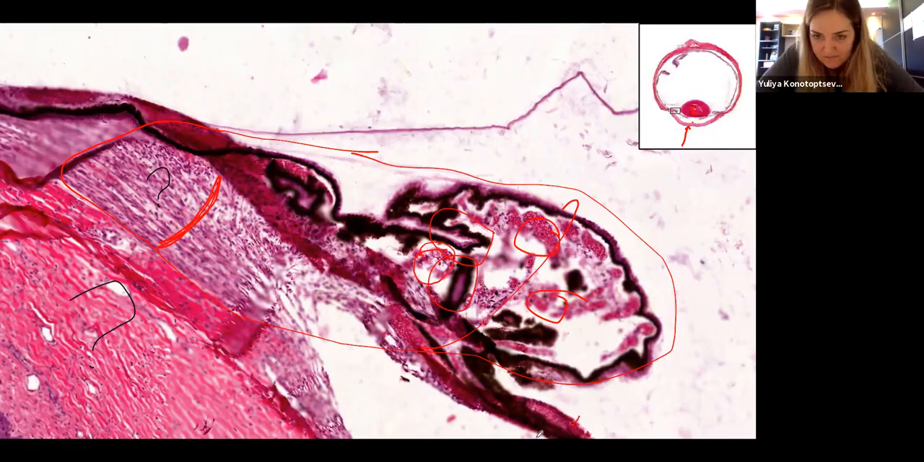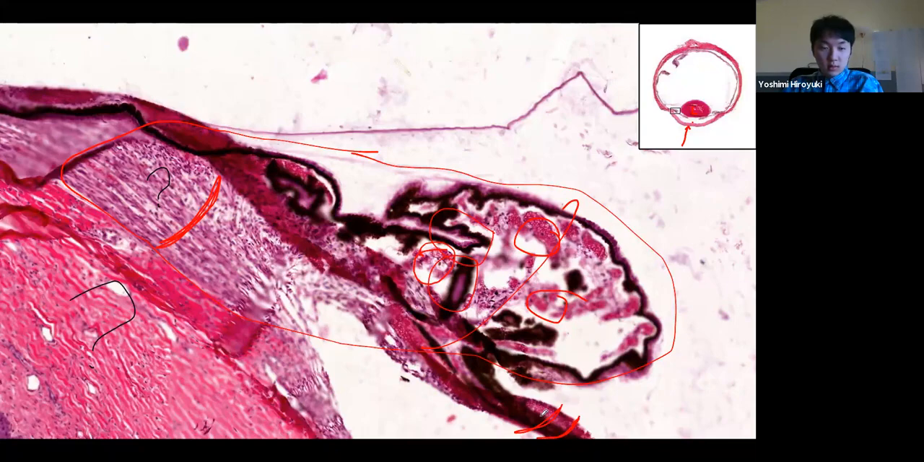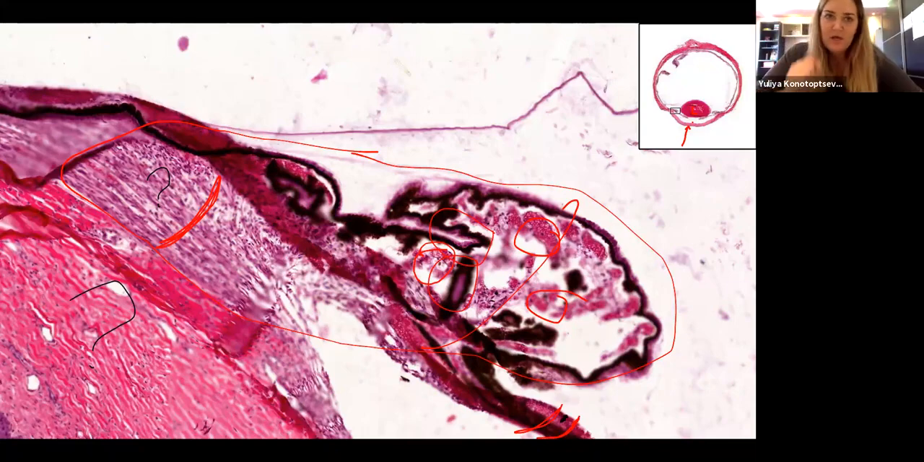What is this? Suspensory ligament. Iris. Iris, very good. This is iris. It's a little part of the iris. So these blood vessels are originating from the iris. We can actually see how blood vessels are coming from the iris into the ciliary processes.